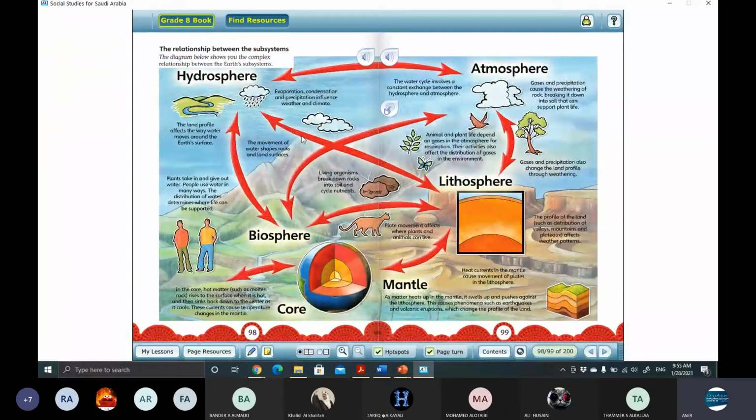What do you think the relation between those subsystems is? How can we connect all of these subsystems together?